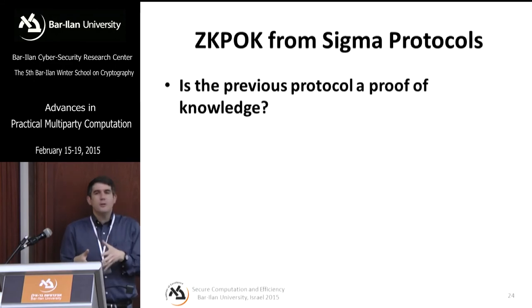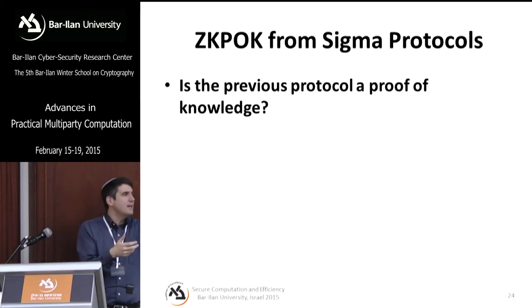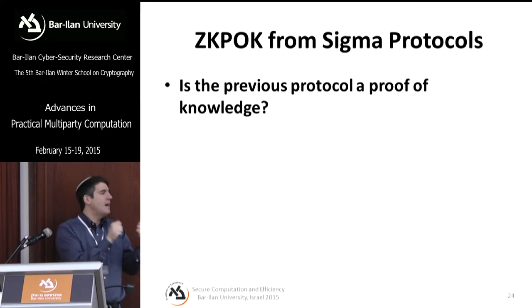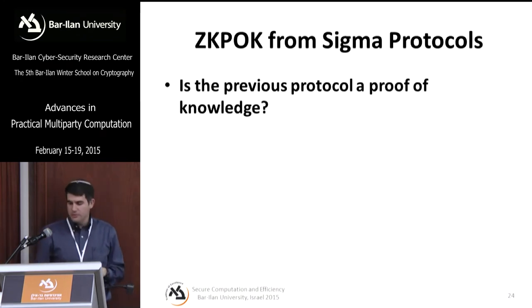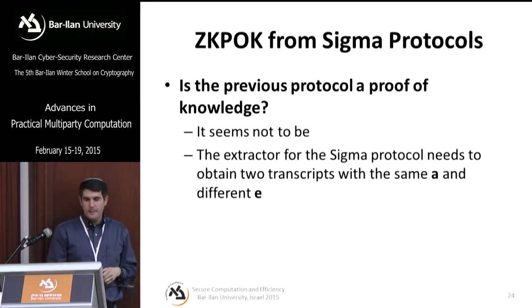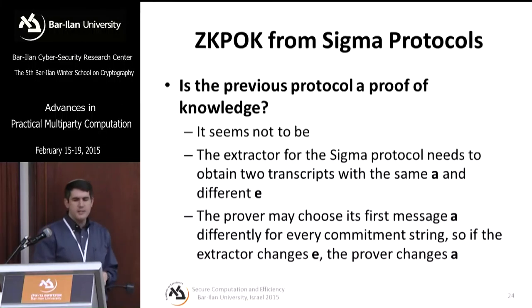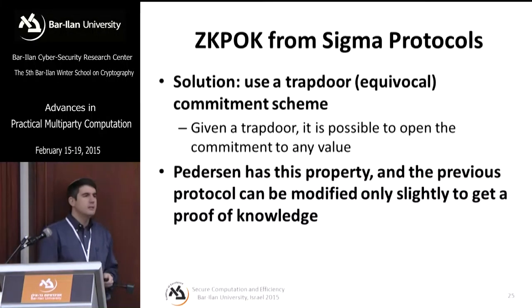But the new protocol requires me to commit to the challenge before I start. So I'm committed to E before I start, and then the prover gives me A, and I'm unable to give it now E and E prime. So I'm stuck. It's exactly the same problem as before, so this is not a proof of knowledge. We can actually solve this by using something called a trapdoor or equivocal commitment scheme, which enables you to cheat and open in two ways.